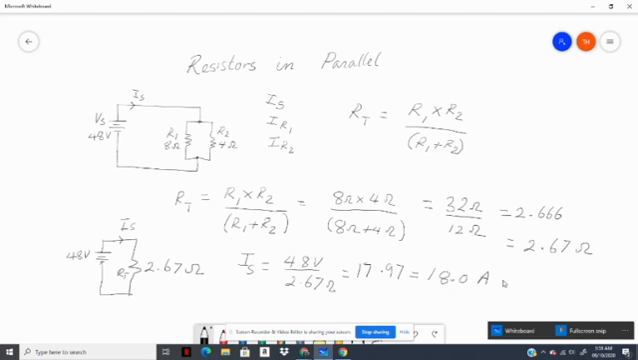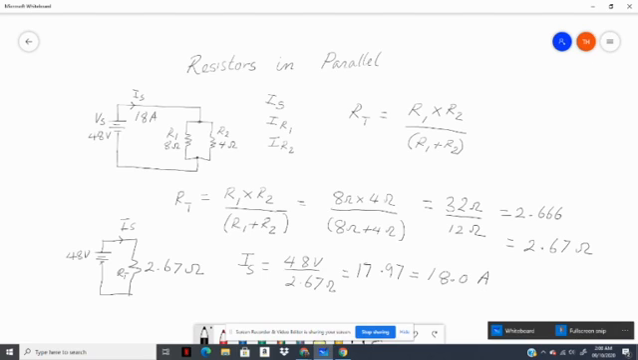I'm running out of space here on the board, but we can write here that I S is 18 amperes. Now, what is going to happen is that a portion of the 18 amperes will flow through here, and the other portion flows through here. But we can do a quick calculation just to show you. It's a parallel circuit, so we have 48 volts applied across 8 ohms here, and the same 48 volts across 4 ohms here.